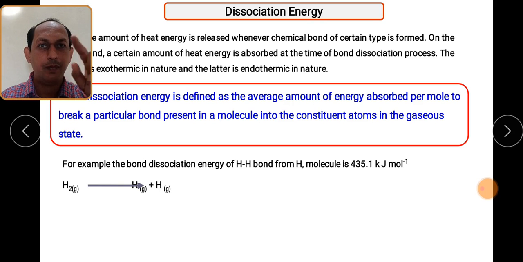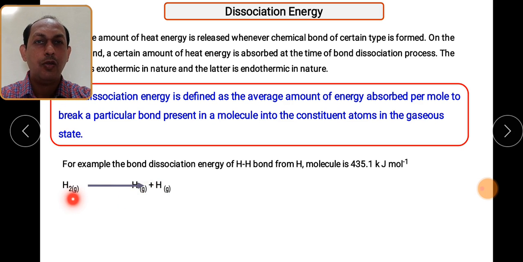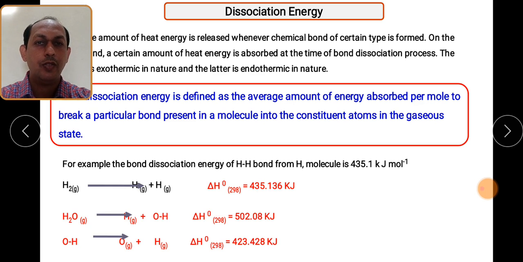So H-H gets split up into H and H in the gaseous state. Remember, you have to consider this dissociation energy only in the gaseous state. Suppose this hydrogen has a dissociation energy of 435.136 kilojoule. If we take water, what will happen?